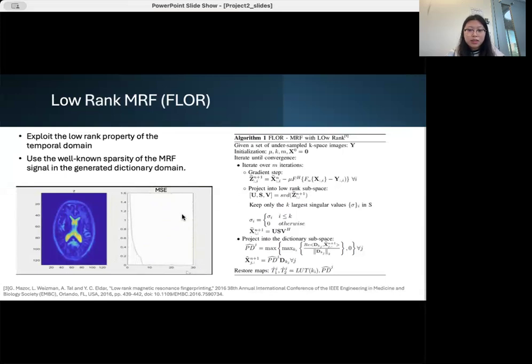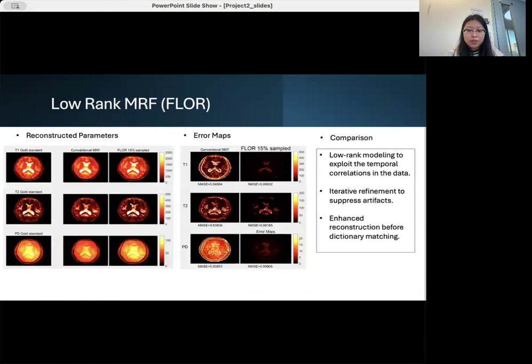We can see that the reconstructed image is clearer, and the MSE between the reconstructed one and the original one is shown. This is the GIF. Then do the dictionary matching. This is the difference in performance between conventional MRF and FLOR, and the error maps. FLOR outperforms the conventional MRF at low sampling rates.